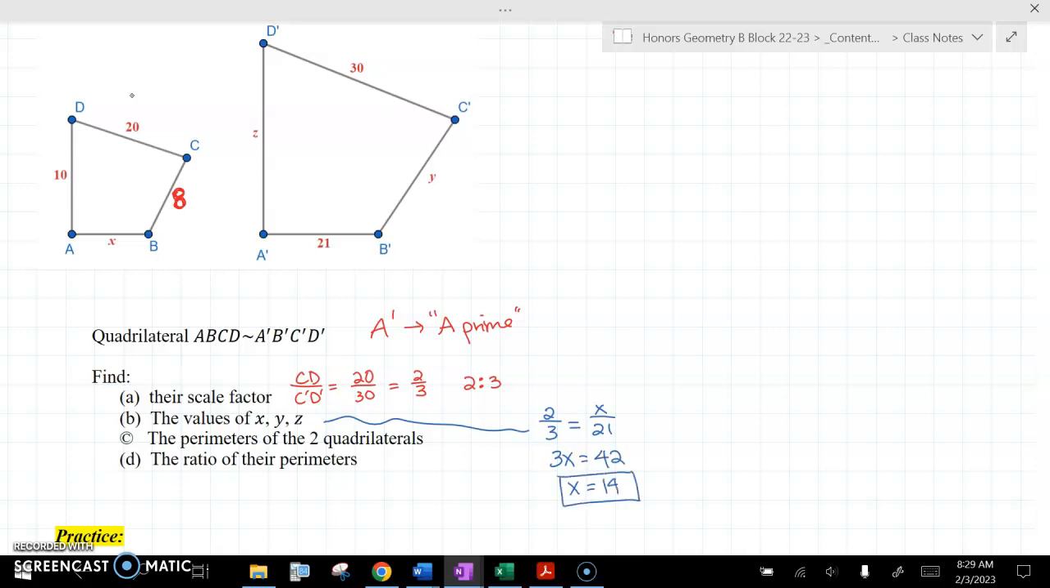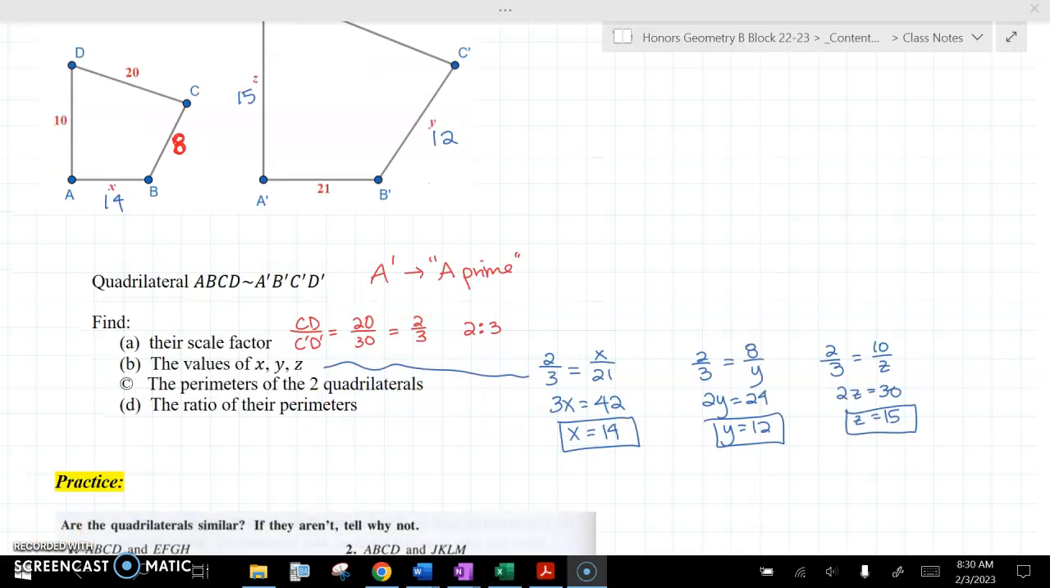So I want you to pause the video right now, and I want you to solve for y and z and then come back and check your answer. You should have gotten that y equals 12 and z equals 15.